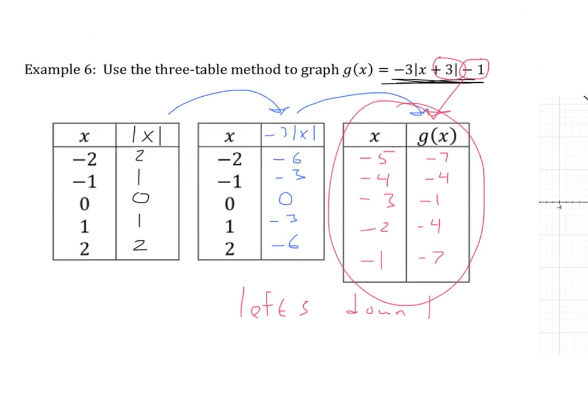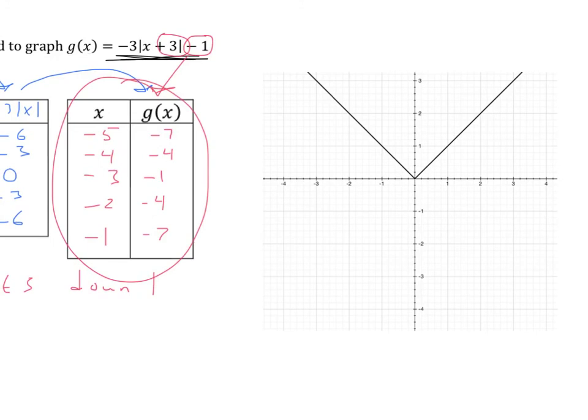So just like last time, we'll shift sideways to the graph that I have here, and we'll plot these points, as many of them as we have anyway. We can't fit -5, -7 on our graph. We know it's down here somewhere, but we can work with the rest of them. -4, -4 is here. -3, -1 is here. -2, -4 is here. And the same deal, -1, -7 doesn't fit on our graph. We'd have it down here somewhere. But fortunately, these 3 points are enough.